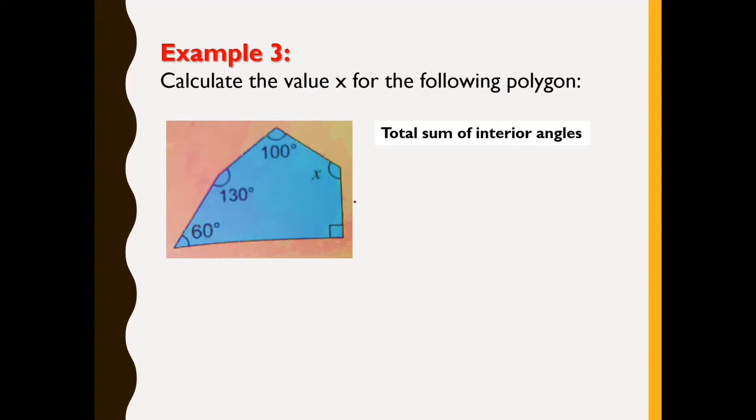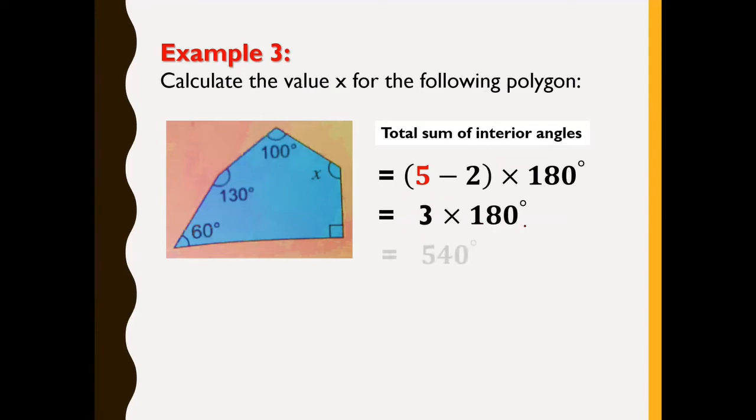Okay, pentagon. The other angles are already given to us, just one is left. First of all, we have to know the sum of the interior angles for a pentagon. So how are we going to calculate? 5 minus 2, multiplied by 180. 5 minus 2 means that it forms 3 triangles. 3 multiplied by 180, then we get 540 degrees. It means that all the angles here, if we sum up together, we will get 540.